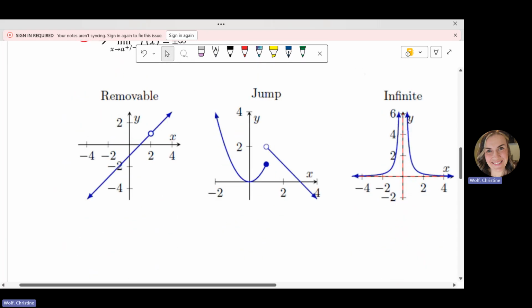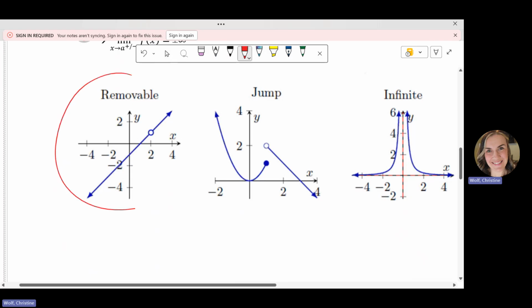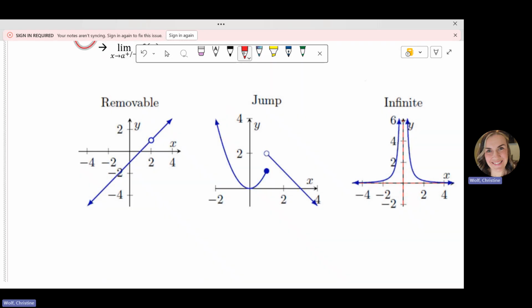So I'm just going to show you what I mean here. This is what I'm looking at right here. Here's removable, okay? So if I check the value of this limit at this point right here, I'm going to use my value as x being equal to 2.